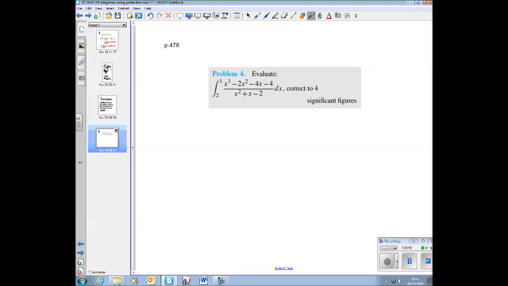The trouble with this is that the fraction's top-heavy. And by that I mean that the largest power of x on the top is x cubed. And the highest power of x on the bottom is x squared. So the powers of x in the numerator, the top part of the fraction, are greater than the denominator, and it's top-heavy. And that means we have to do something before we get to the stage where we use partial fractions. We have to divide the bottom into the top using something called polynomial division.